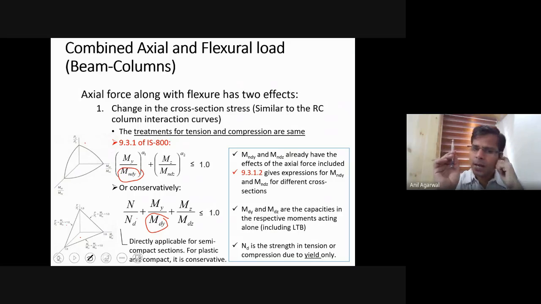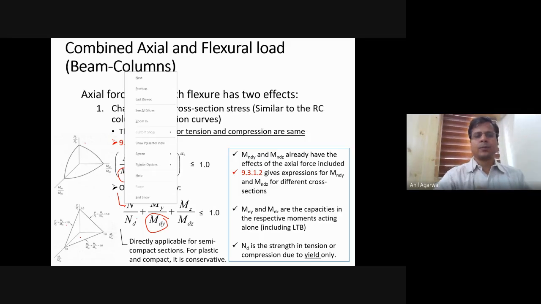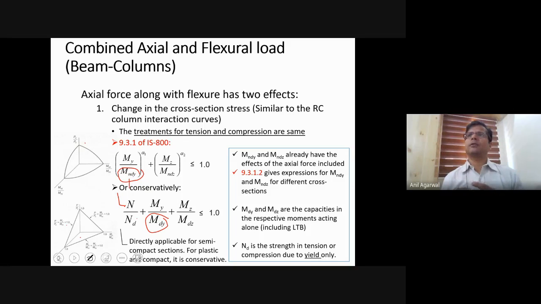Okay. So Mdy is basically the moment capacity in that axis as if no other force is acting. So the moment capacity in the y-axis when nothing else is acting, only moment is acting in the y-axis. What is the moment capacity? And MNdy already has the effect of N. N here is the axial force. Small n is the same as this capital N. So that already has the effect of axial force.